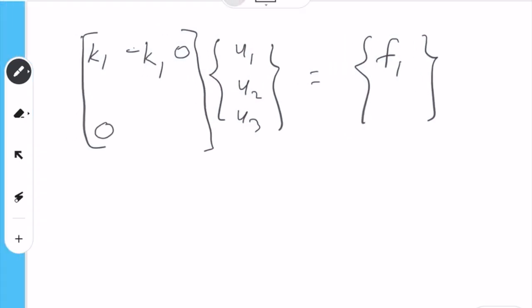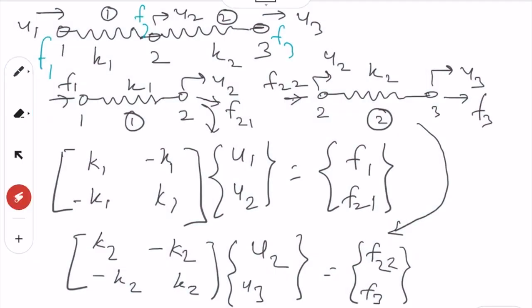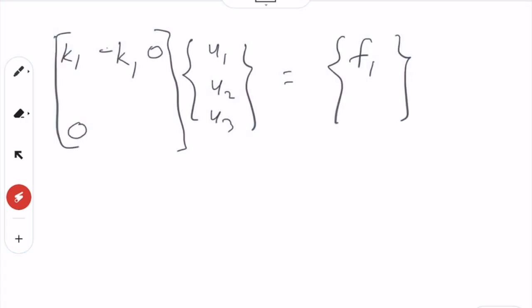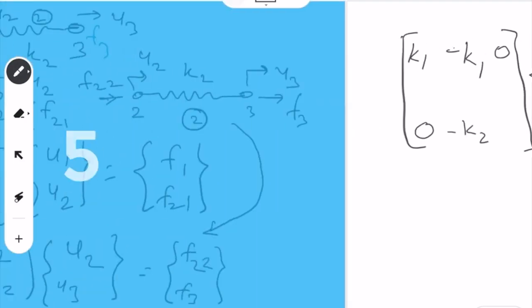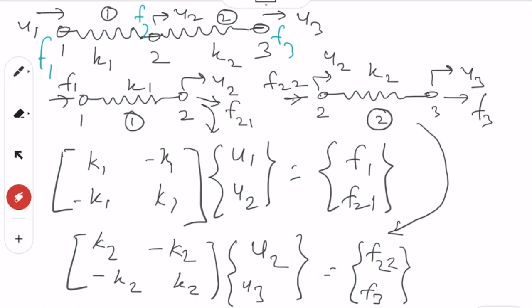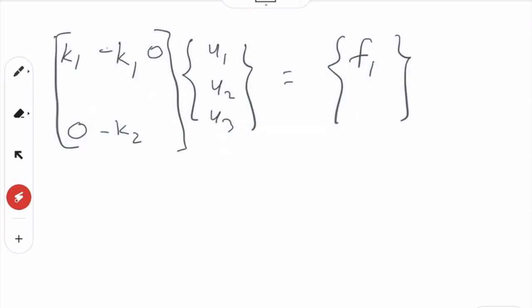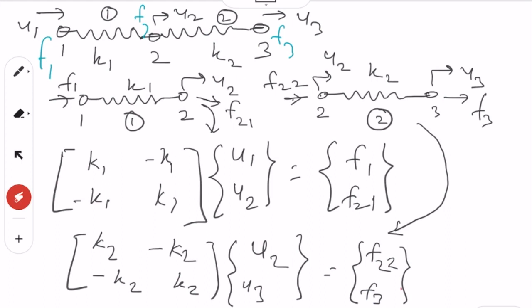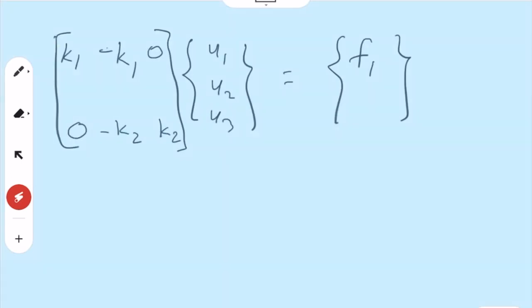Then the coefficient of u2 is minus k2. So, we write minus k2 here. Then the coefficient of u3 is k2, yeah. So, we will write k2 here, right. So, this is done. And here what you have is F3. So, we write F3.